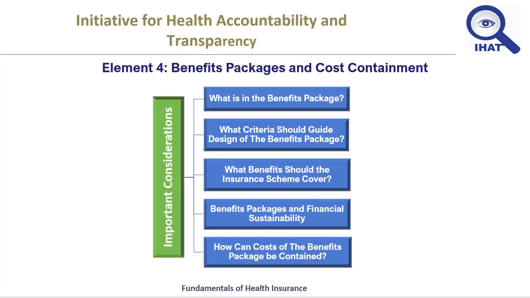This takes us to the fourth element, which is on benefit package and cost containment. We have 5 considerations to look at. The first is to look at what is in the benefit package. The second will be to look at the criteria that should guide the design of the benefit package. The third will be looking at the benefits that the insurance scheme should cover. While the fourth consideration looks at benefit packages and financial sustainability. The last consideration is how the cost of the benefit package can be contained.